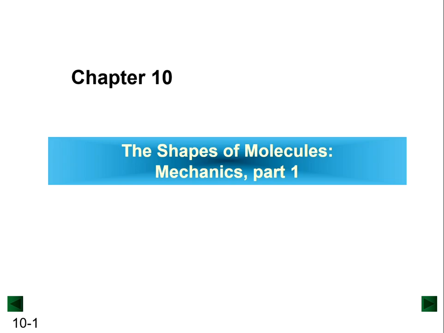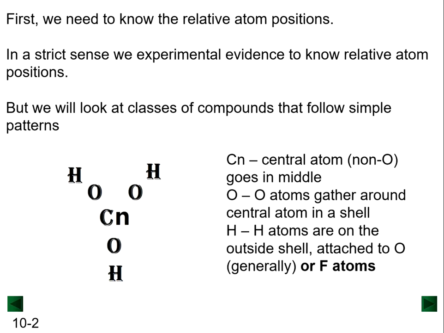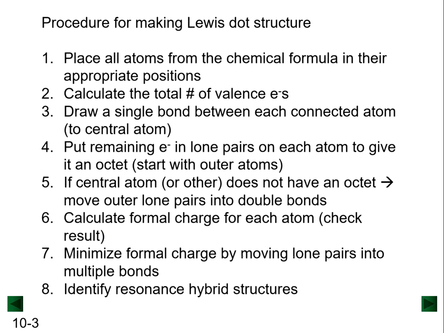In this video, we look at problem solving related to Chapter 10. We're going to focus on Lewis dot structures. As we discussed before, we need to know the relative atom positions before we begin. And we have a basic rubric for arranging the atoms where the central atom is the low electronegativity atom.